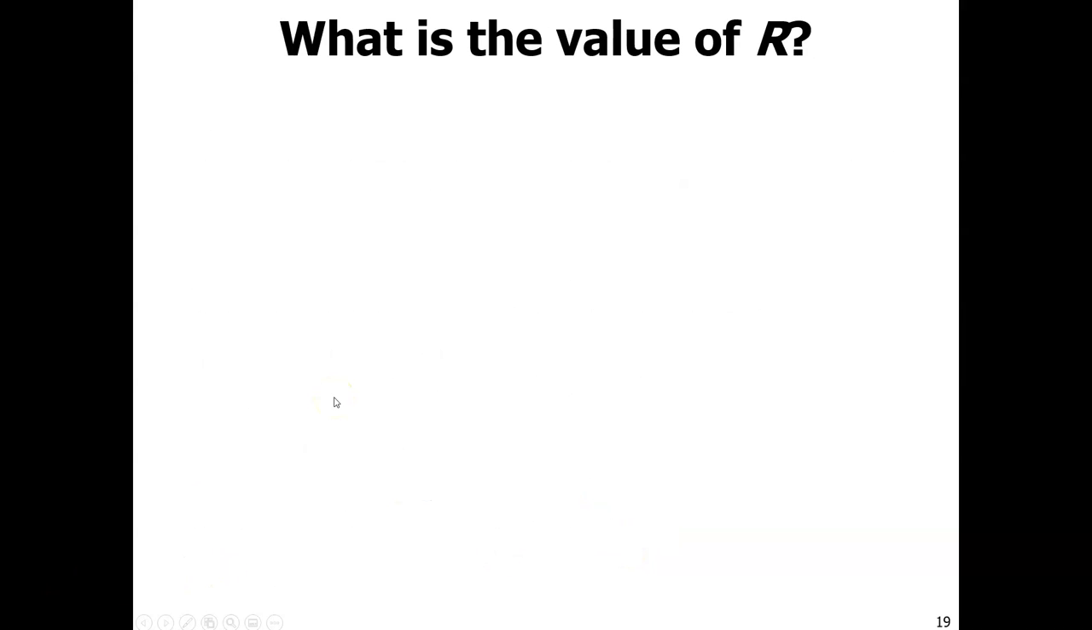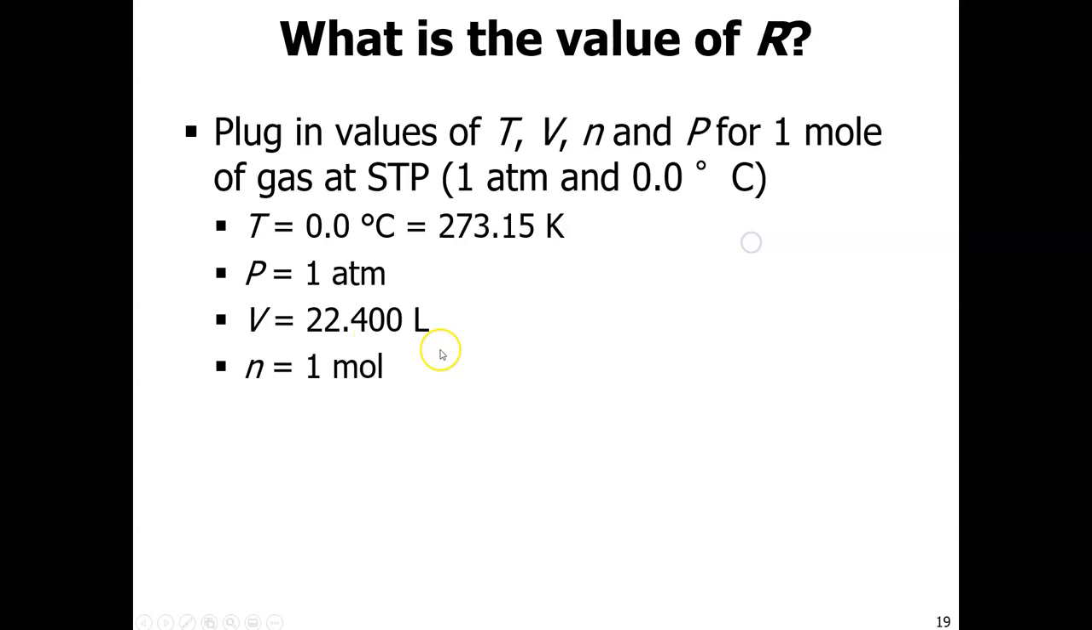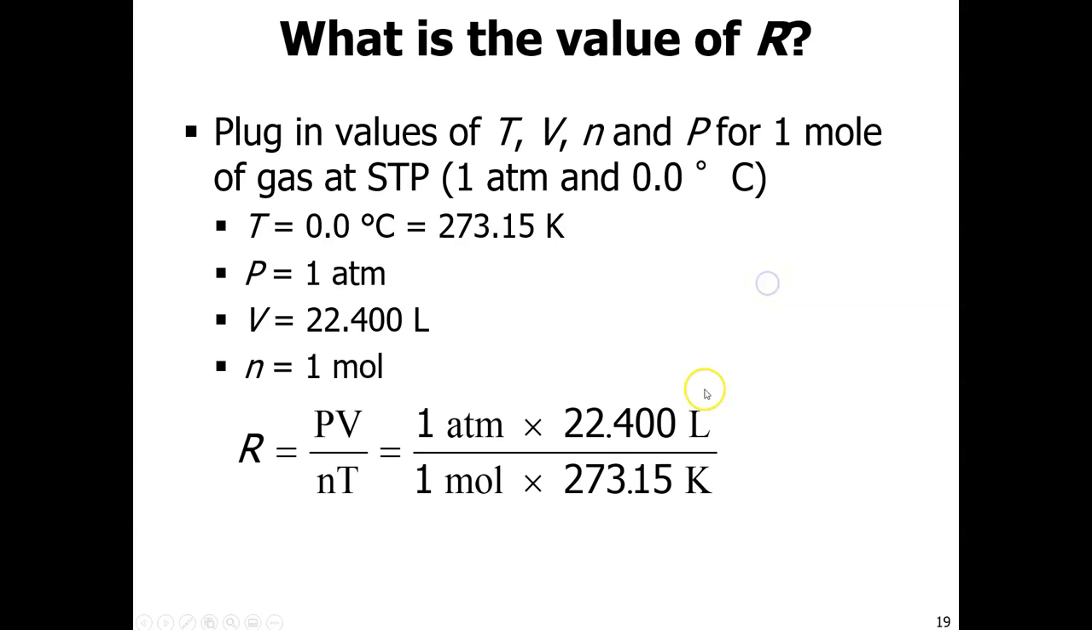In the equation PV equals nRT, the R is the universal ideal gas constant. If we plug in values for T, V, n, and P for 1 mole of gas at standard temperature and pressure, which would be 1 atmosphere at 0 degrees Celsius, we know the volume is 22.4 liters, which I just spoke to you about. We can solve for R.